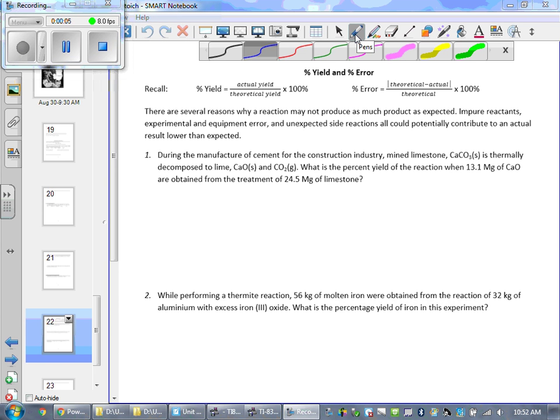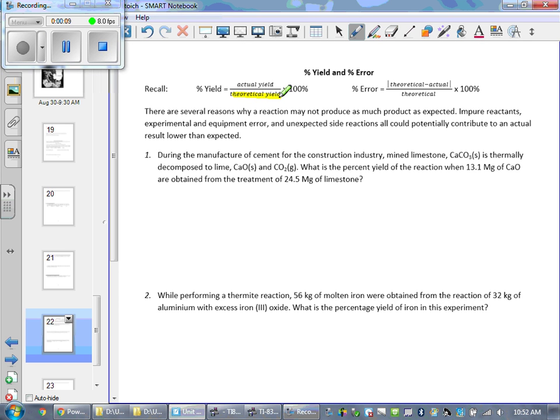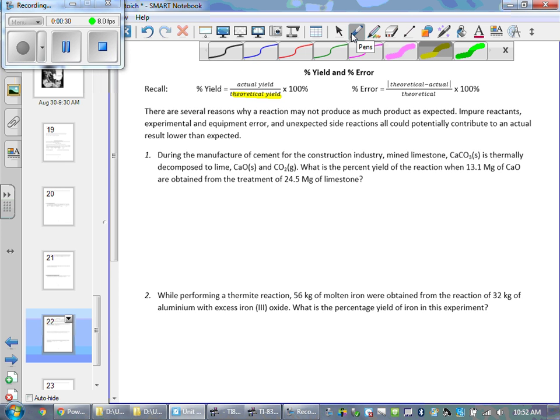What we've been calculating in class is the theoretical yield. That's all of our calculations that we've been doing. If our starting reagents are all used up, if our limiting reagent is completely used up, we can theoretically produce a certain amount. In reality, that doesn't always happen.